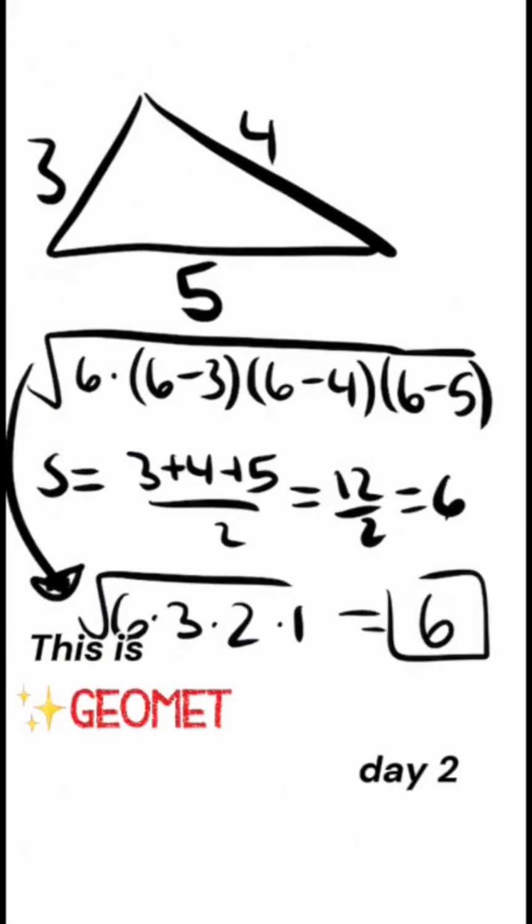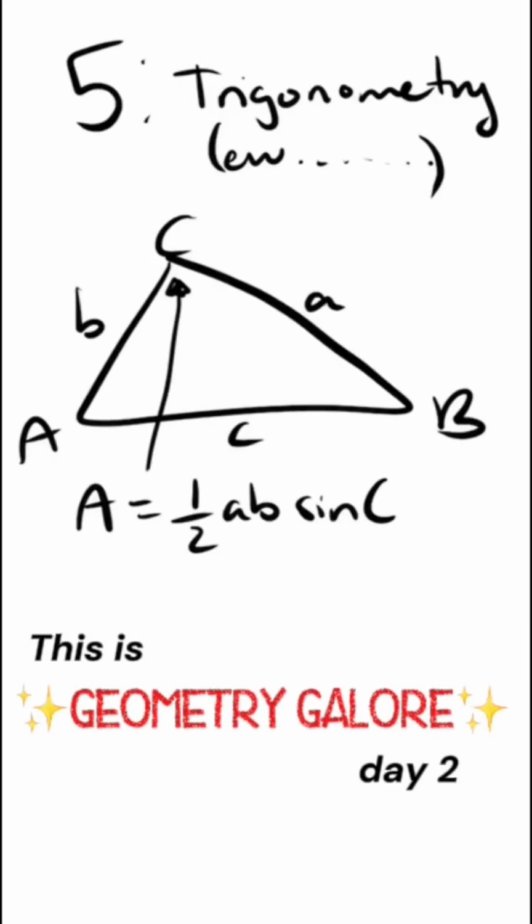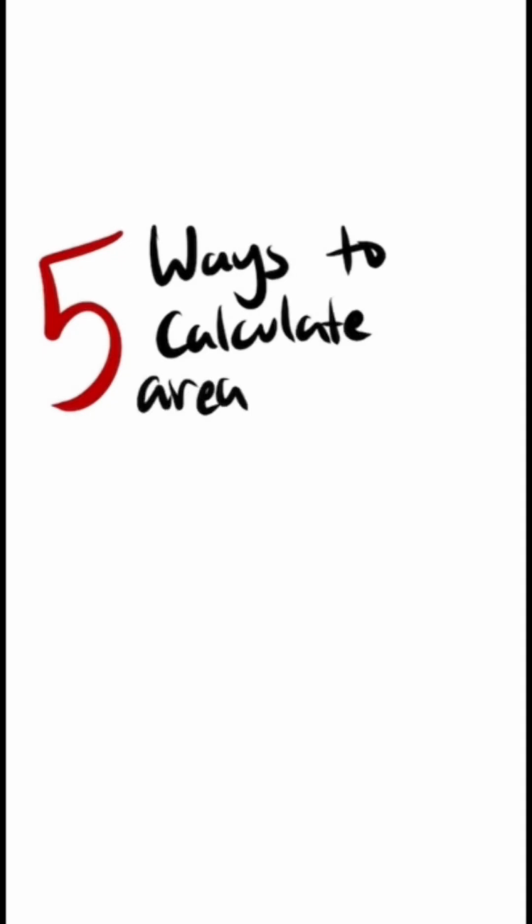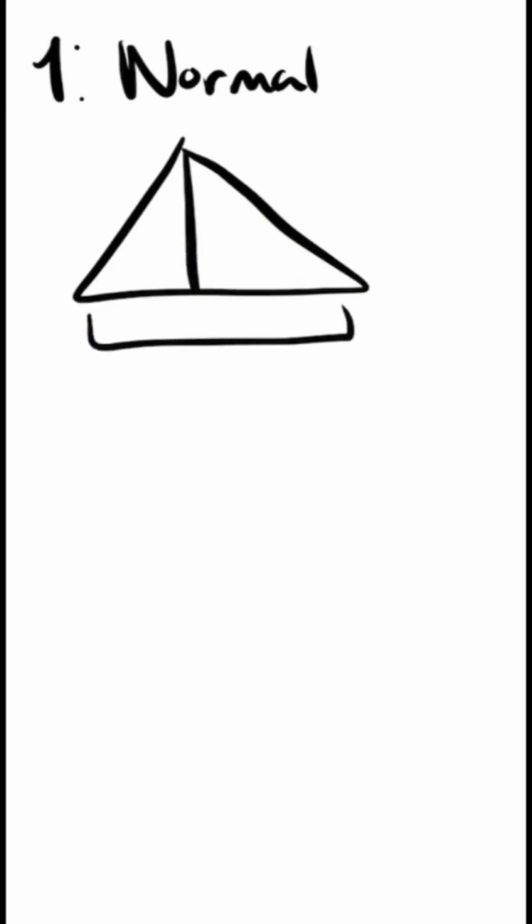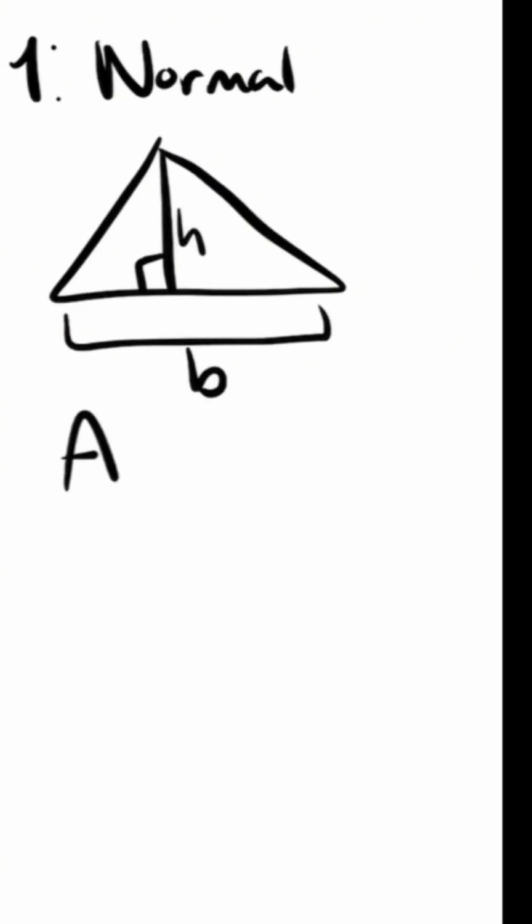This is day 2 of Geometry Galore, where I make boring geometry formulas fun. Today we're talking about the 5 ways to calculate the area of a triangle. The first one is normal, where if we have a triangle and we know its base and height, its area would be base times height divided by 2.